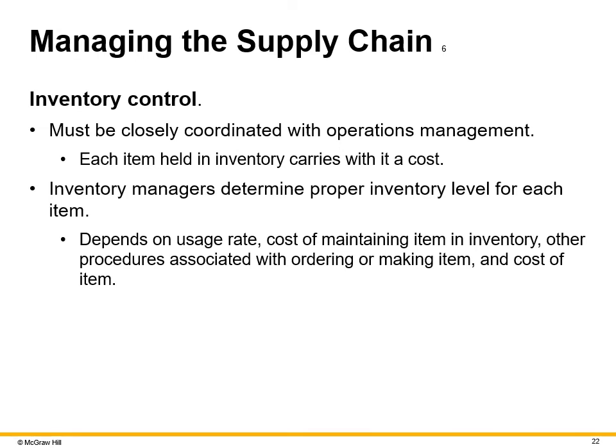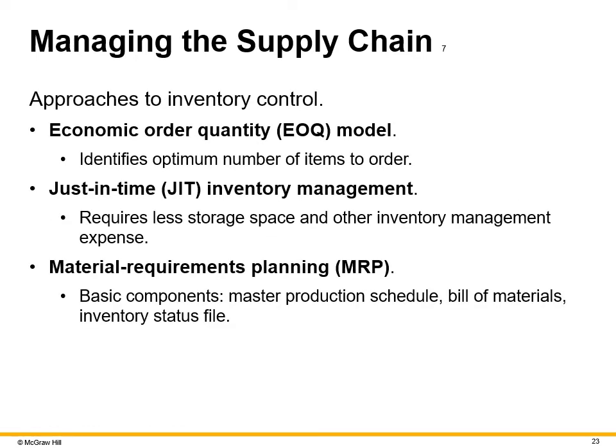Inventory control is the process of determining what supplies and goods are needed, keeping track of quantities on hand, including where each item is and who is responsible for each item. Operations management must be closely coordinated with inventory control, and inventory managers spend a great deal of time trying to determine the proper inventory levels for each item. The economic order quantity model is an approach to inventory management that identifies the optimal number of items to order to minimize the cost of managing, which includes ordering, storing, and using them.